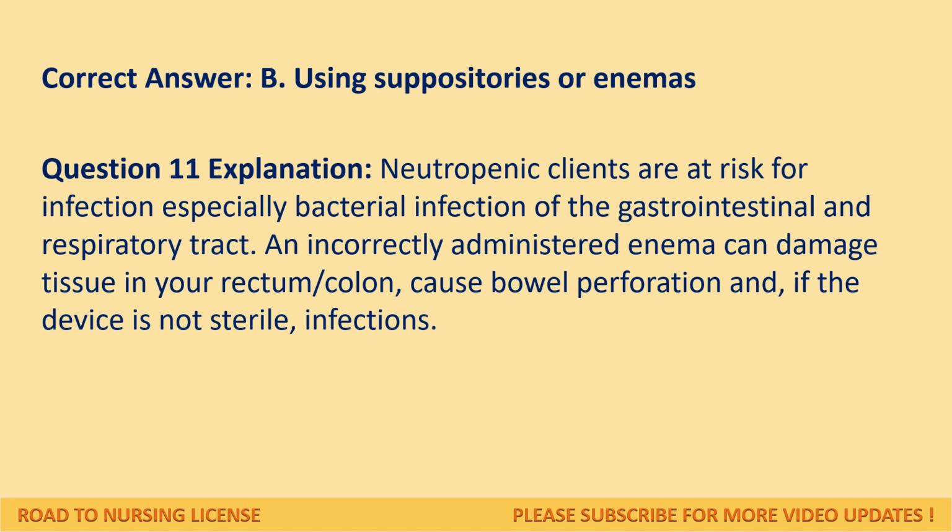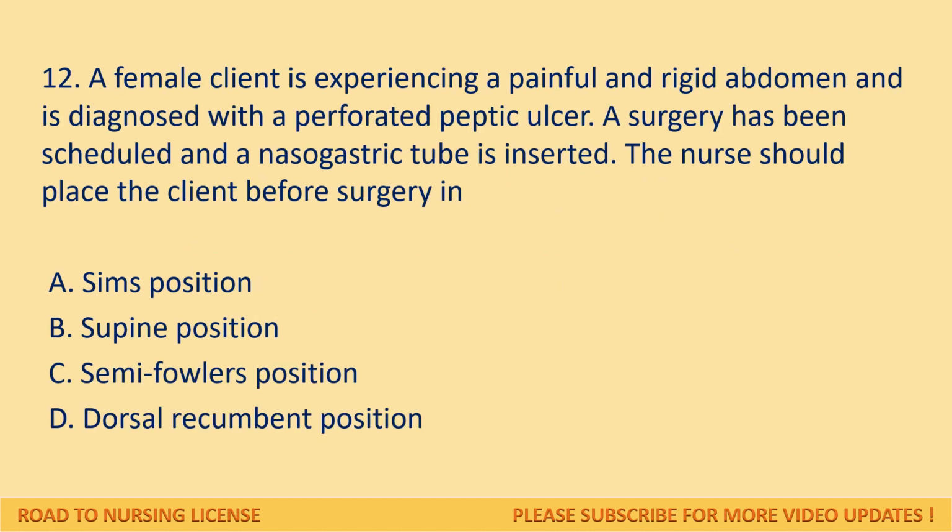Question 11. Explanation. Neutropenic clients are at risk for infection, especially bacterial infection of the gastrointestinal and respiratory tract. An incorrectly administered enema can damage tissue in your rectum/colon, cause bowel perforation and, if the device is not sterile, infections.